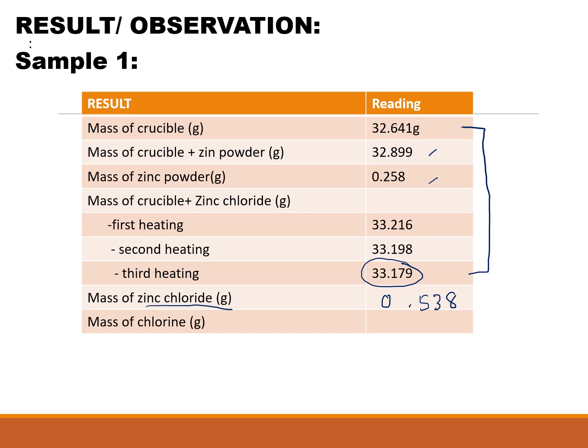0.538. To get the mass of chlorine, it is the mass of zinc chloride minus the mass of zinc powder. So the answer I get is 0.28. So we're using these two pieces of information: first is the mass of zinc powder, second is the mass of chlorine, to do the calculation of the formula unit.